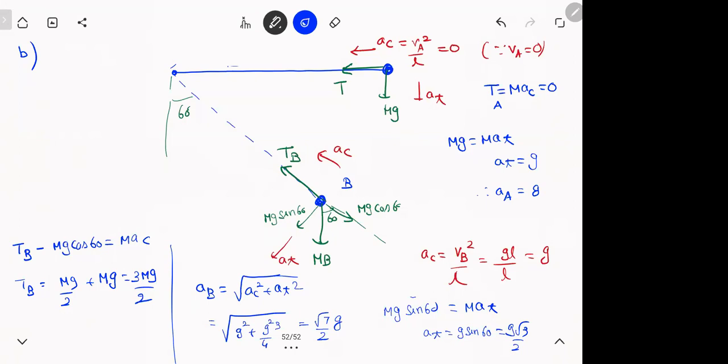Check it out. Again, see, we did nothing. We found the speed from the work energy theorem. Then we drew the FBD. We resolved the forces along the string and perpendicular to the string. Since you're going in a circle, there's a tangential acceleration and a centripetal acceleration. Centripetal is v square by R. We substitute and solve.